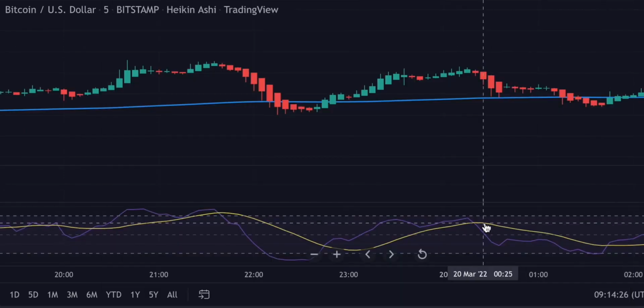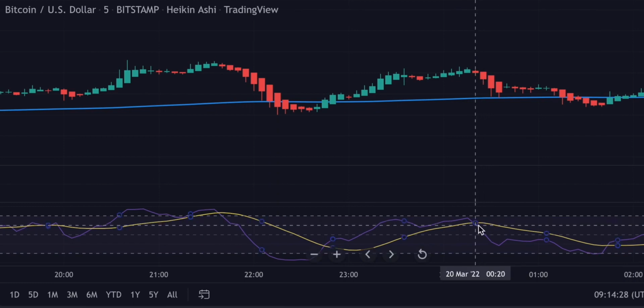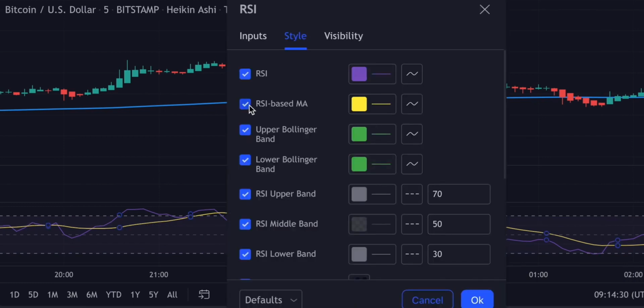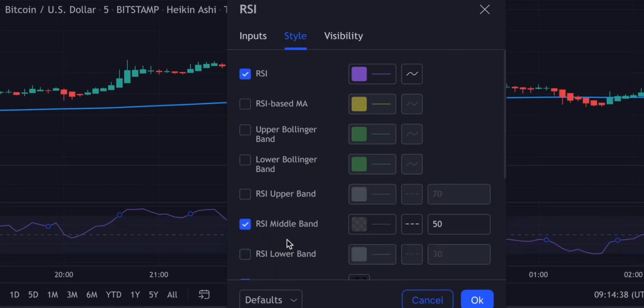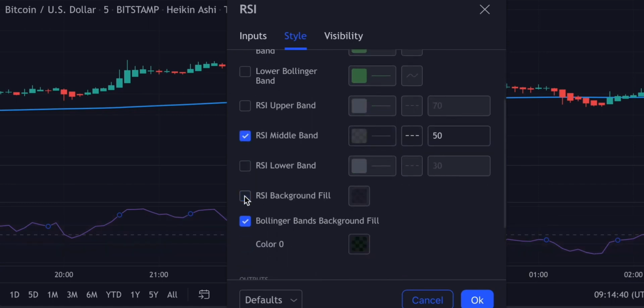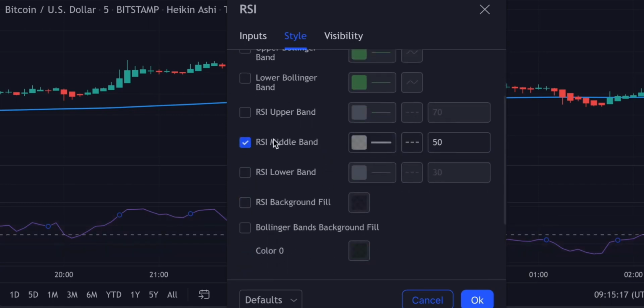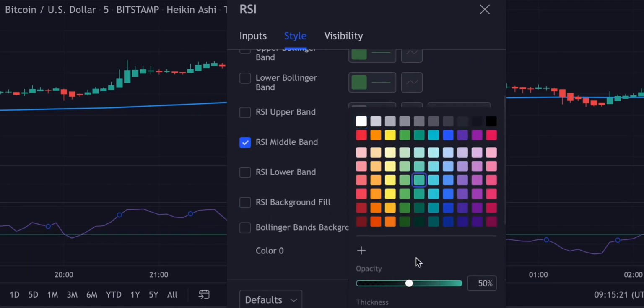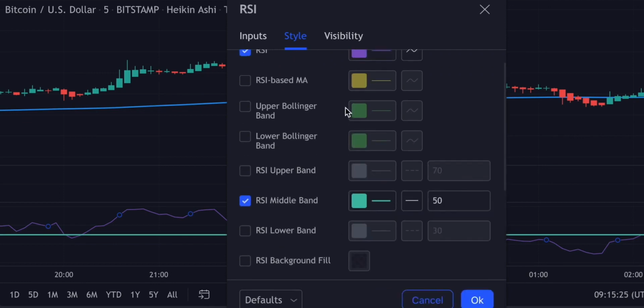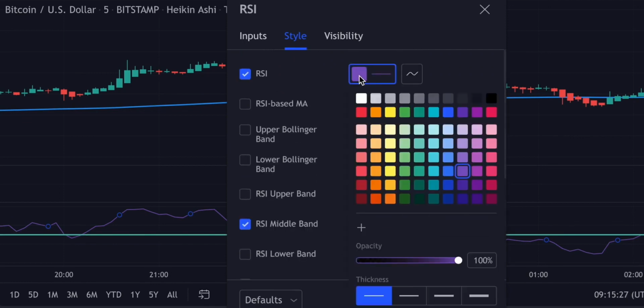And we're going to have to adjust this indicator. So we're going to get rid of this RSI based MA, all these Bollinger Bands, RSI upper band, the lower band, and the background. We're only going to leave this middle band, and we're going to make it more visible. And we're going to change the color of this second line.